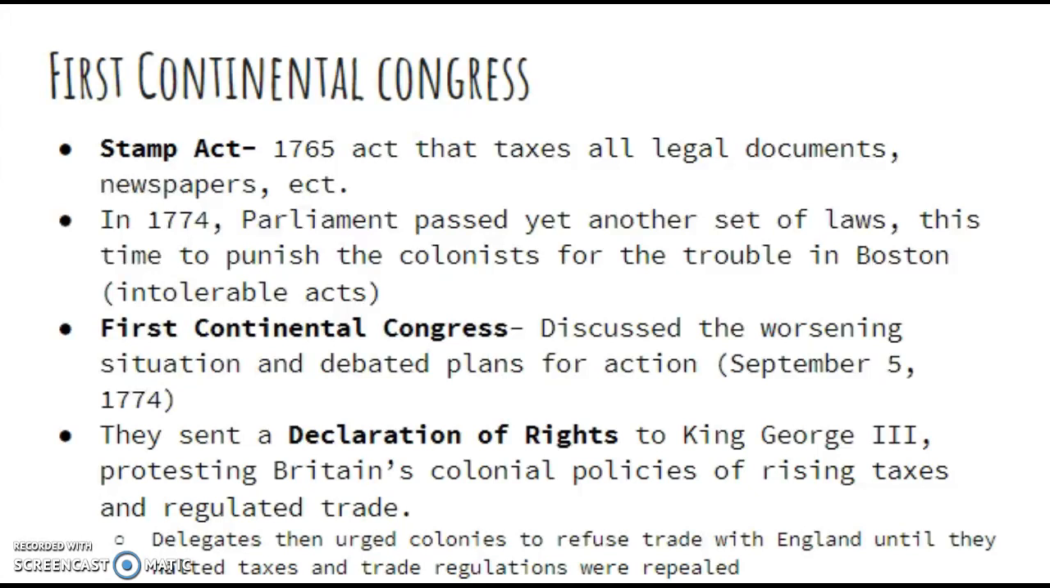So in 1774, Parliament passed yet another set of laws, this time to punish the colonists for the trouble that they had caused in Boston with the Boston Tea Party. And this was called the Intolerable Acts.